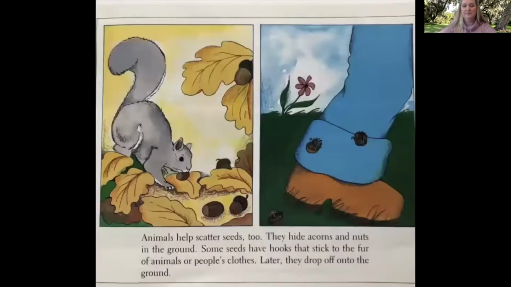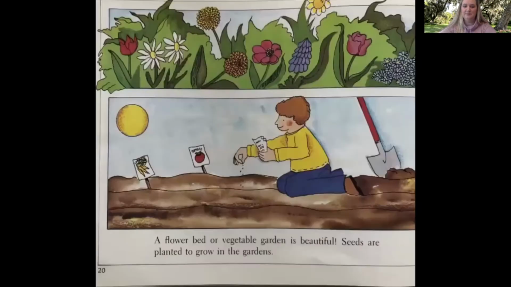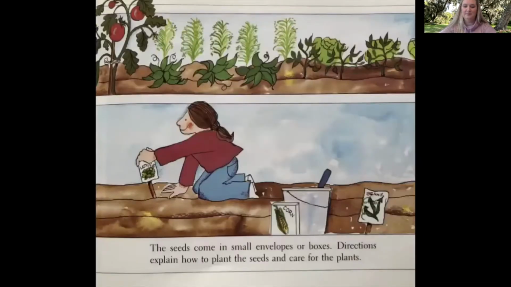Animals help scatter seeds too. They hide acorns and nuts in the ground. Some seeds have hooks that stick to the fur of animals or people's clothes. Later, they drop off onto the ground. A flower bed or vegetable garden is beautiful. Seeds are planted to grow in the gardens. The seeds come in small envelopes or boxes. Directions explain how to plant the seeds and care for the plants.